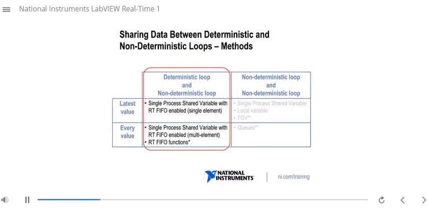So as you can see, this goes back to the chart or table that we saw at the beginning of this lesson, and this is the piece that we're going to look at, the one that's highlighted in red. So what we'll be talking about is how to use single process shared variables with the RT-FIFO enabled to accomplish this. To accomplish this with the latest value use case, we're going to use a single element. And for the every value use case, we're going to use a multi-element FIFO.